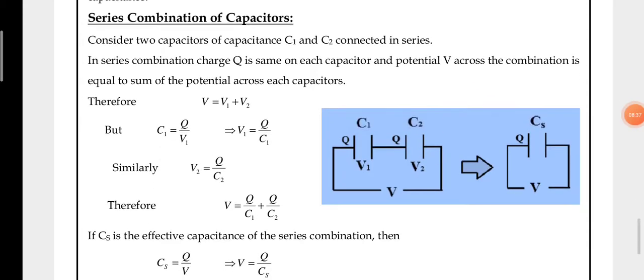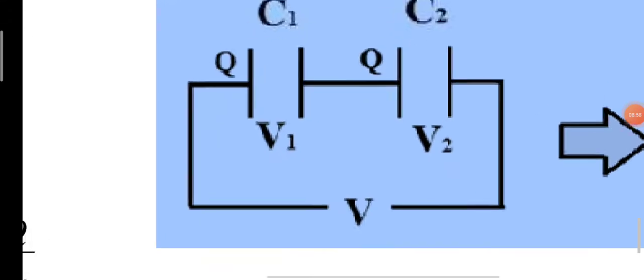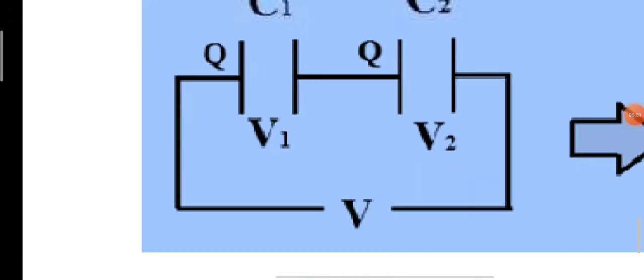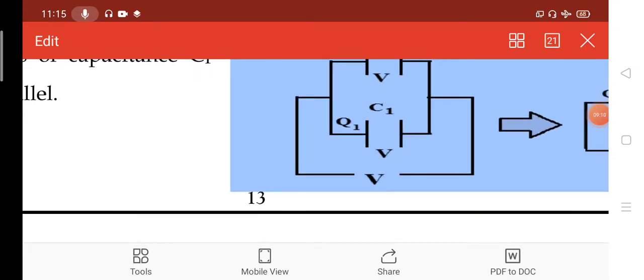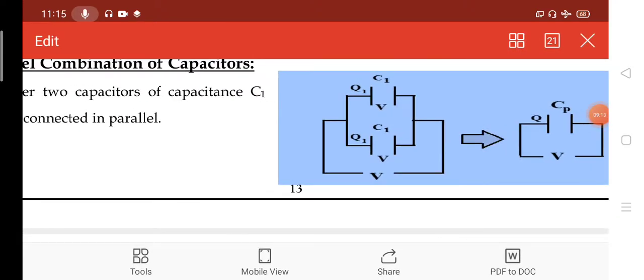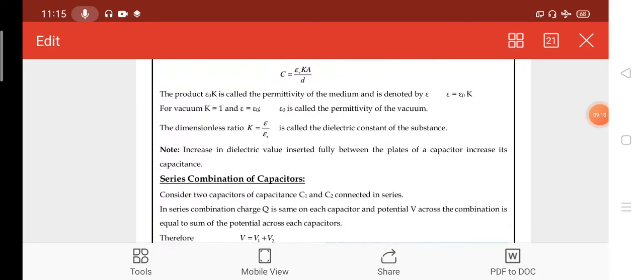Thereafter, combination of capacitors. Combination of capacitors means arrangement of the capacitors. Capacitors can be arranged in two methods: one in series, the other in parallel. In series, capacitors are arranged as shown in the figure. If one capacitor's end is connected to the other end of another capacitor, this is the series combination, and here it is the parallel combination. If two capacitors are connected to a common point, we call it the parallel combination.